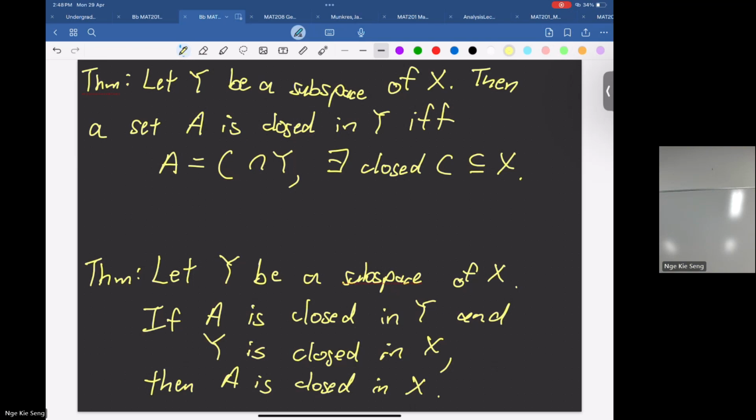Yes or no? Okay. I want to say that if you replace all the closed with open, it's also a theorem. So closed sets and open sets bear the same property. That's why, if you want to talk about a topological space, you can really just talk about open sets, or you just talk about closed sets.